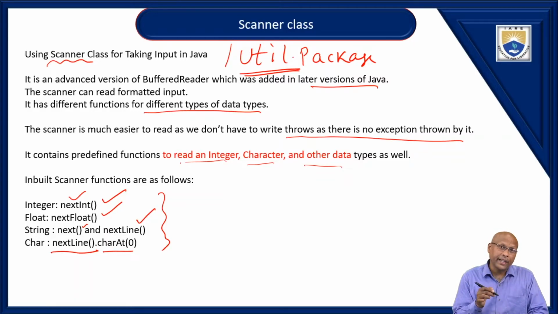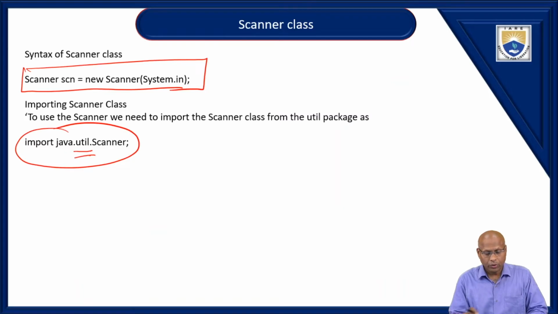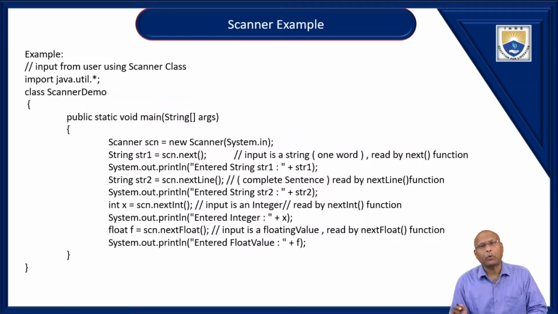Whenever you want to read a float, use nextFloat. Whenever you want to read a string, next. Whenever you want to read a character, next line dot character. When you want to read a boolean, nextBoolean. So for every primitive data, you will find a separate method. So you have to import the scanner class. Now let us see a small program.